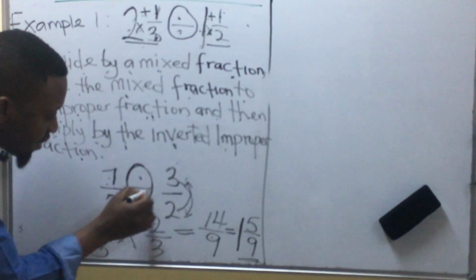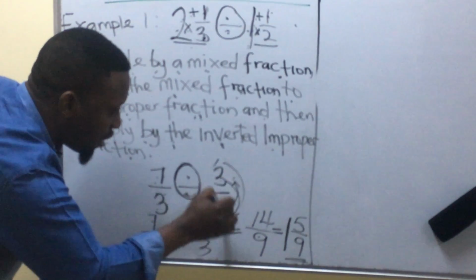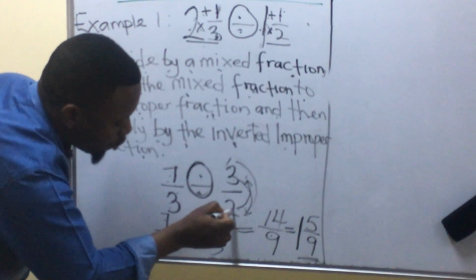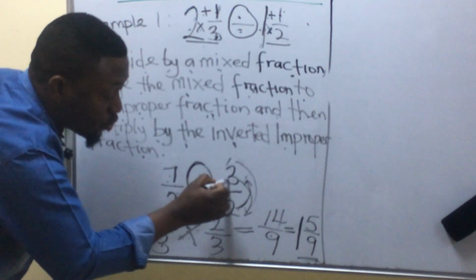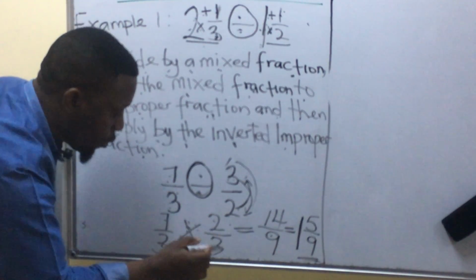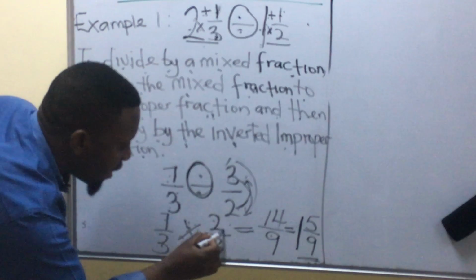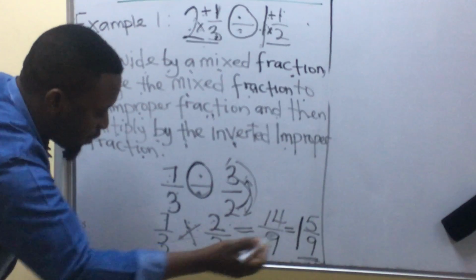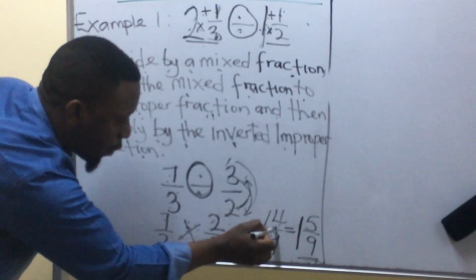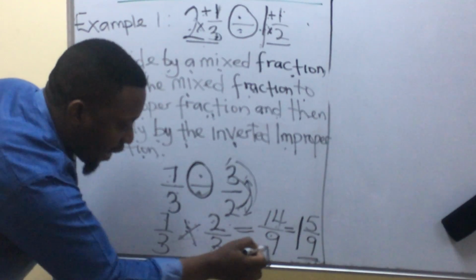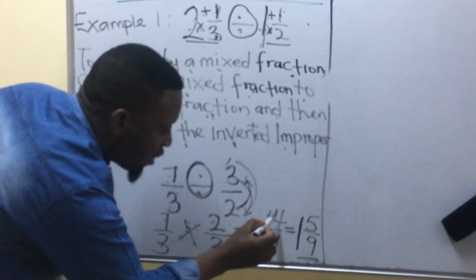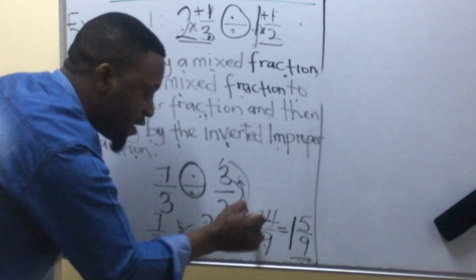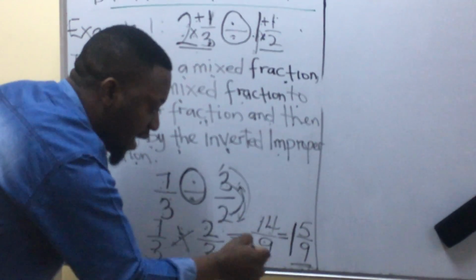Then when this sign changes, the next fraction, which is the divisor fraction, will also change. It will also change by saying this denominator will move up, the numerator will move down. That's what I did here. Then 2 will go up to come here, then 3 will come down. See? Then you proceed by saying 7 times 2, 14. 3 times 3, 9. See? Now I have 14 over 9. This is also an improper fraction. And I said you must not leave your answer this way.